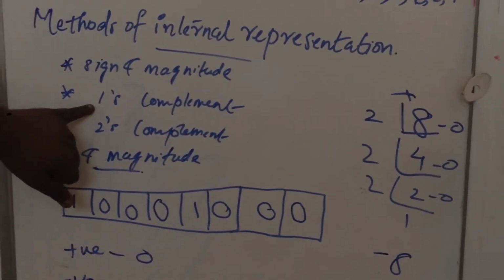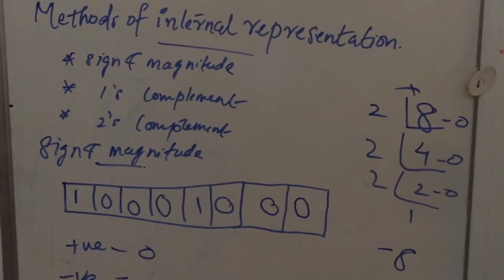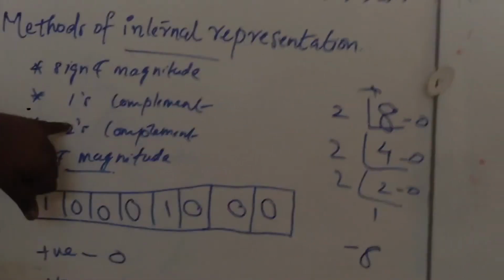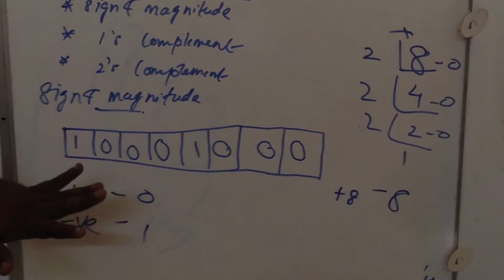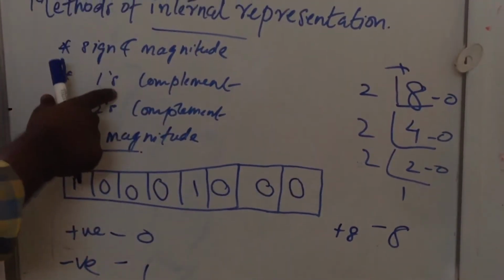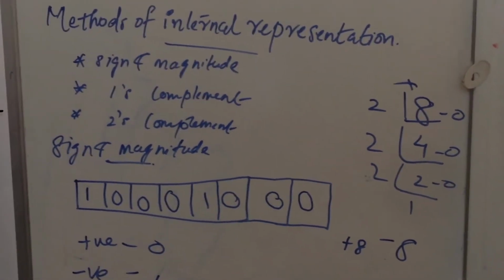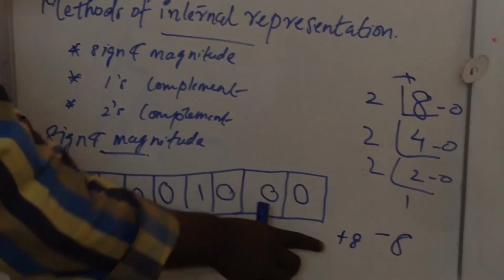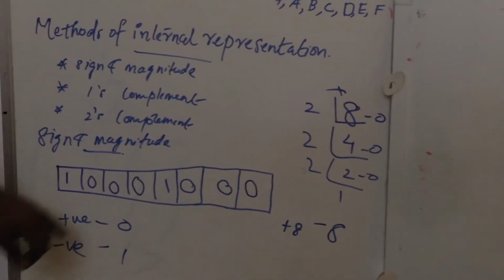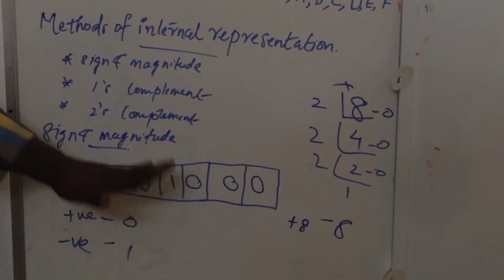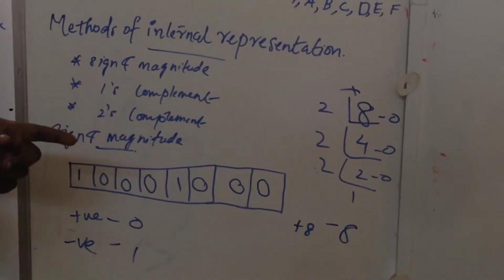One's complement means we are replacing the 1s with 0s and the 0s with 1s. If we are finding the one's complement of plus 8, we know the sign and magnitude representation already. First we need to write the sign and magnitude form. Then we have to check whether it is positive or negative. If it is a positive number, this will be the one's complement. We need not change 1 to 0 and 0 to 1.